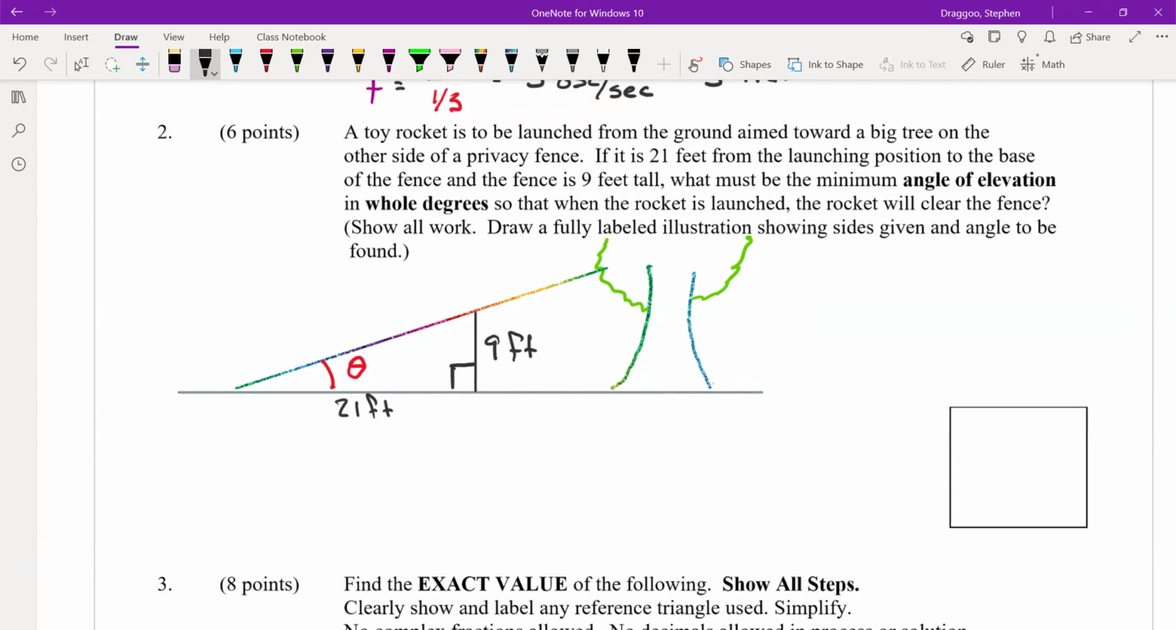So I need an equation that's going to put my angle together with its opposite side and its adjacent side, since those are the two legs I know. Well, my opposite side is 9. My adjacent side is 21. Which means we probably want tangent of theta. So tangent of our unknown angle theta is opposite over adjacent, or 9 over 21.